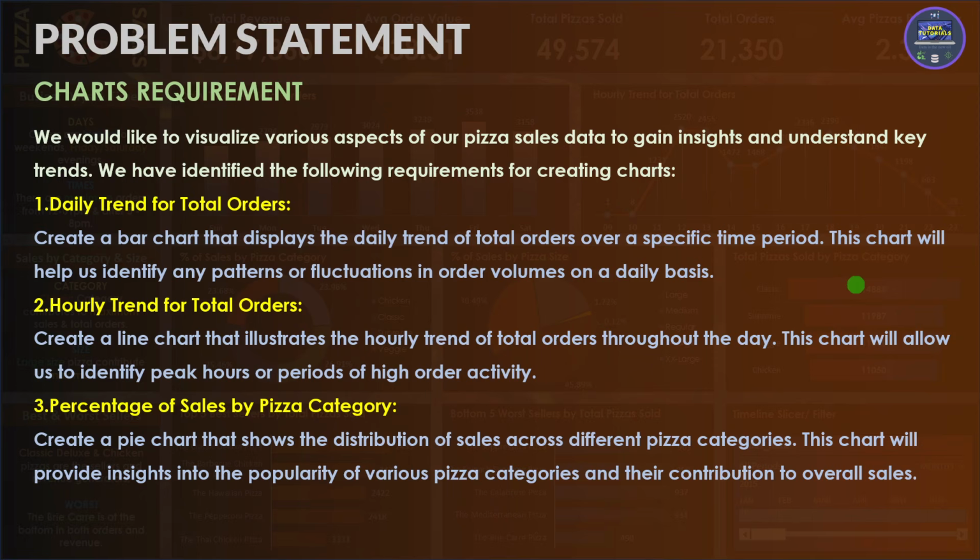Okay, so among those charts, the first to design is the daily trend for total orders, right? In this, he wants us to create a bar chart with a daily trend for the total orders for different periods. Okay, the period here is daily, right? From Sunday to Saturday, what are the different order volumes we are getting. All right, and this chart will help us identify the patterns or fluctuations in order volumes, right?